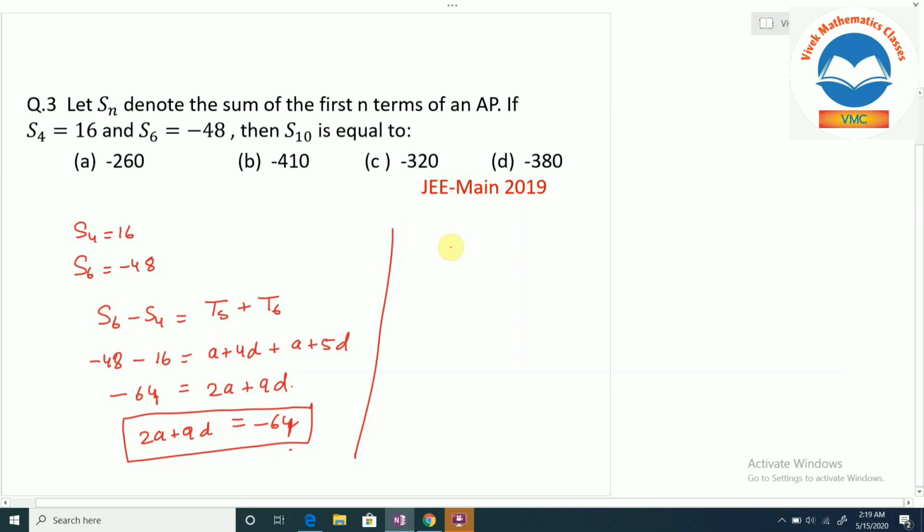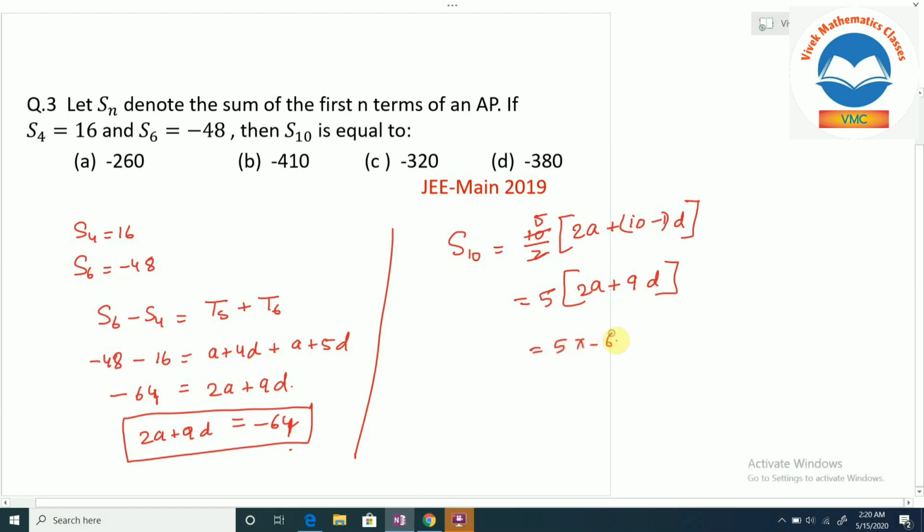Now, they are asking S10. S10 means 10 by 2 bracket 2A plus 10 minus 1 into D. 10 by 2 means this will become 5, bracket 2A plus 9D. And 2A plus 9D value we know is minus 64. Then 5 into minus 64 will be how much? Minus 320. This S10 we are getting as minus 320. This will be our answer.